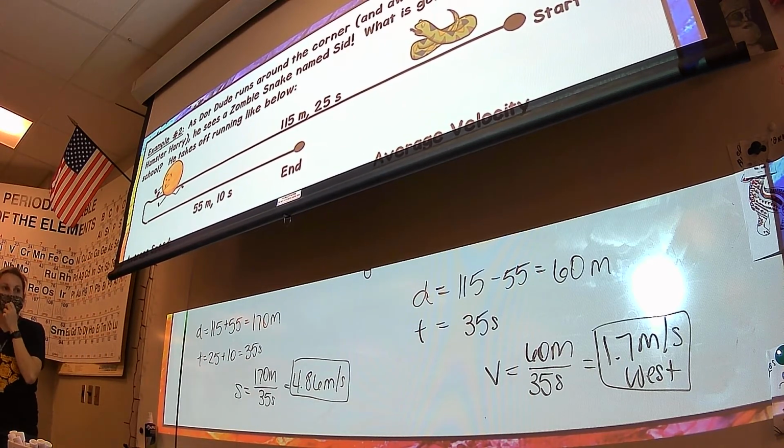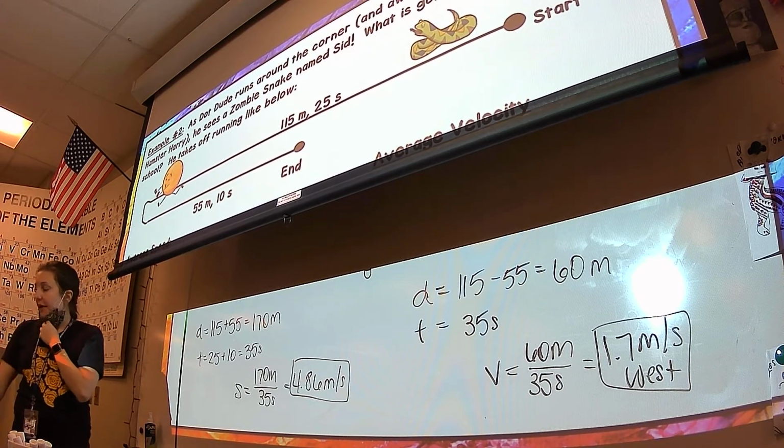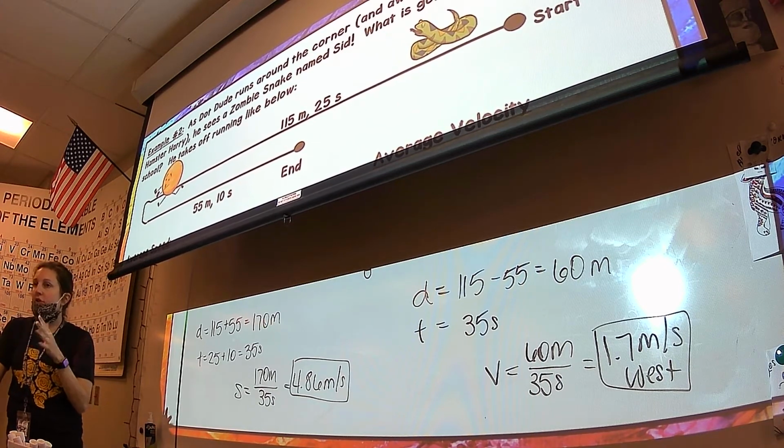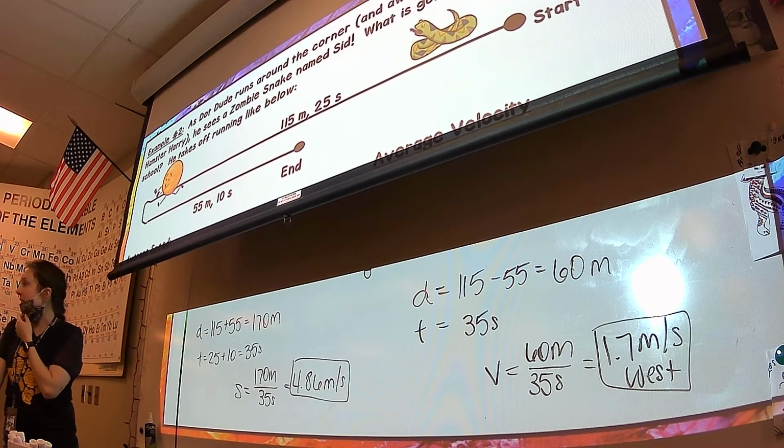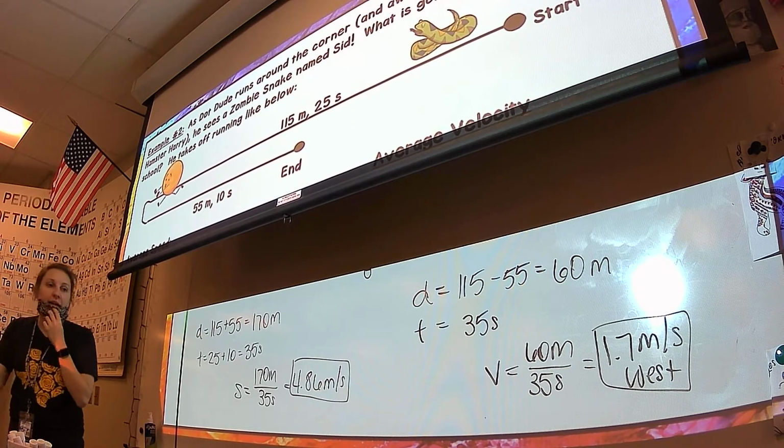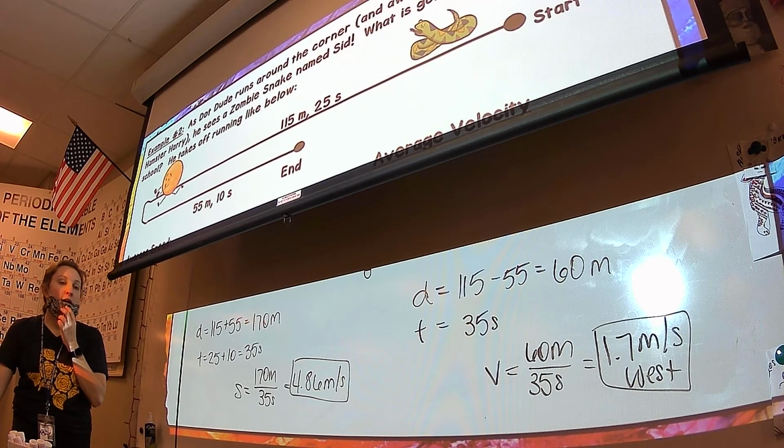Is it making sense? You think y'all can handle the difference between speed and velocity? Okay, let me show you your Canvas assignment for today.